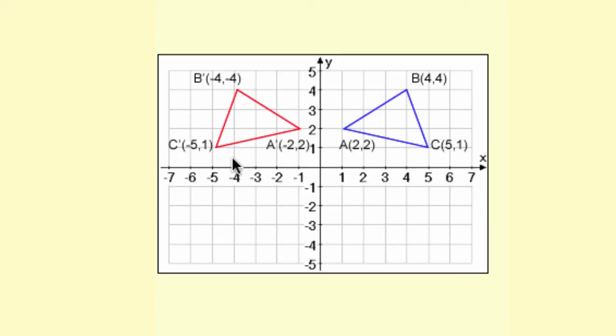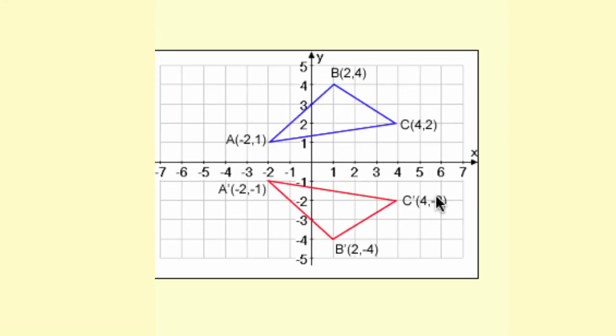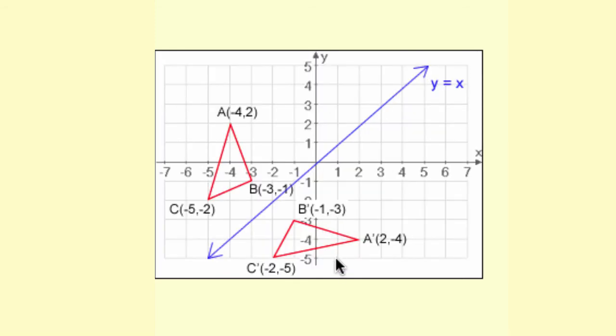And there are special patterns for certain types of reflections. For example, a y-axis reflection, any point (x, y) maps to (negative x, y). So you just make the x value negative, the y value stays the same. Over the x-axis, the x value stays the same, but the y value becomes negative. And over the line y equals x, you switch the x and y values.